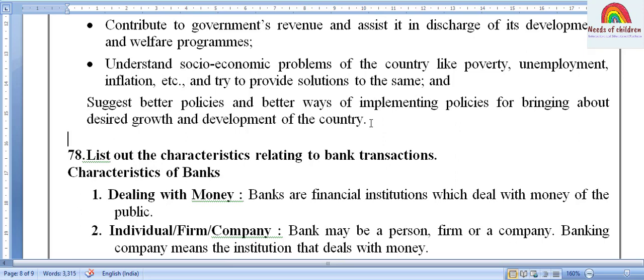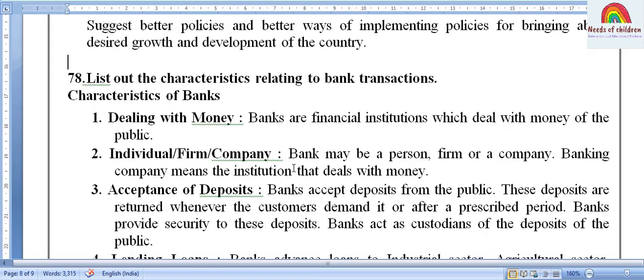List out the characteristics relating to bank transactions. Dear friends, this is the question from the 10th standard Business Studies, and the lesson name is Banking Transactions. So the answer for this question: characteristics of the banks.